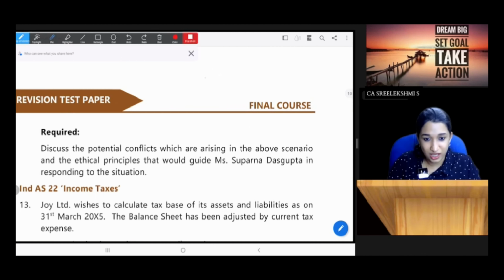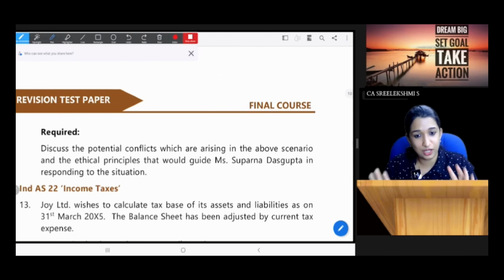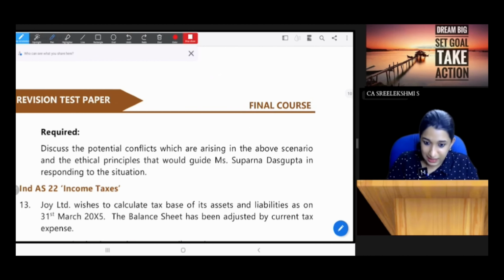grossly negligent. Write about the professional misconduct, write about ethical considerations like integrity, objectivity, and all. So the auditor should report, should do the modification. That should be the final answer. Okay. So I hope that part is clear.